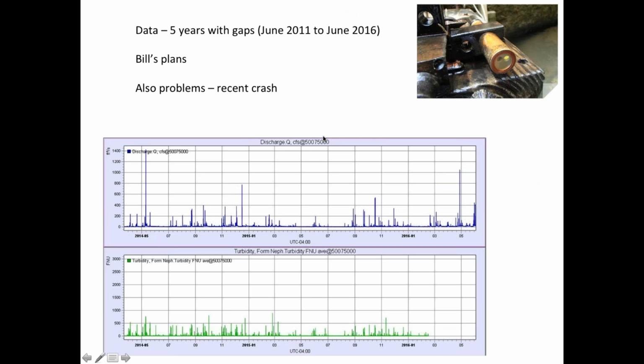Okay. So I have some notes here I meant to delete, but here's some of our long-term record, about two years worth of data from 2014 through part of 2016. And here I have discharge on the top and turbidity on the bottom. So, you know, these peaks line up very closely, as you might imagine.